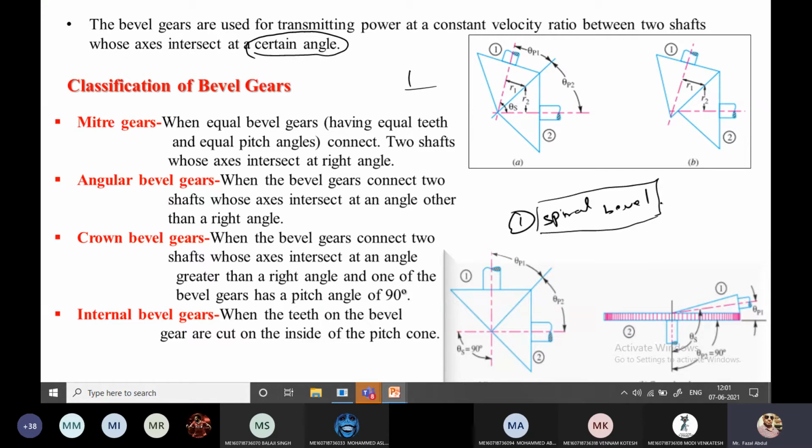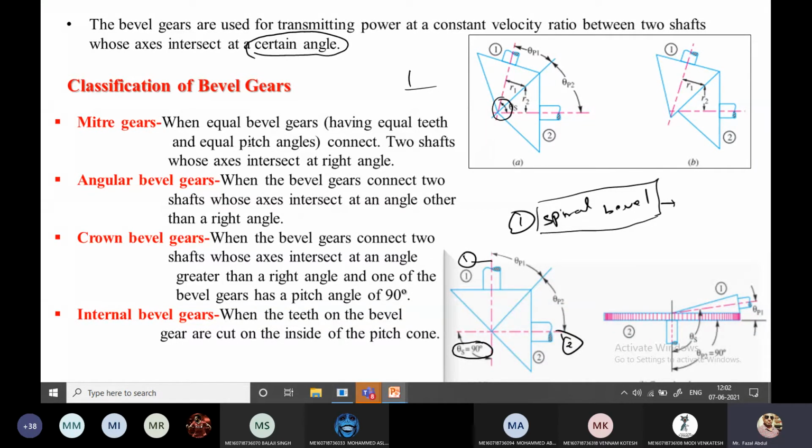heavy vehicles. Okay, now miter bevel gear is nothing but here the teeth of the bevel gear are straight, having the same pitch cone, and connected at exactly right angle. Here you can find the figure. So this is the axis of the one gear, this is the axis of the another gear. These two are intersecting at exactly 90 degrees. Okay, angular bevel gear means there may be less than 90 degrees. Here you can find the angular bevel gear.